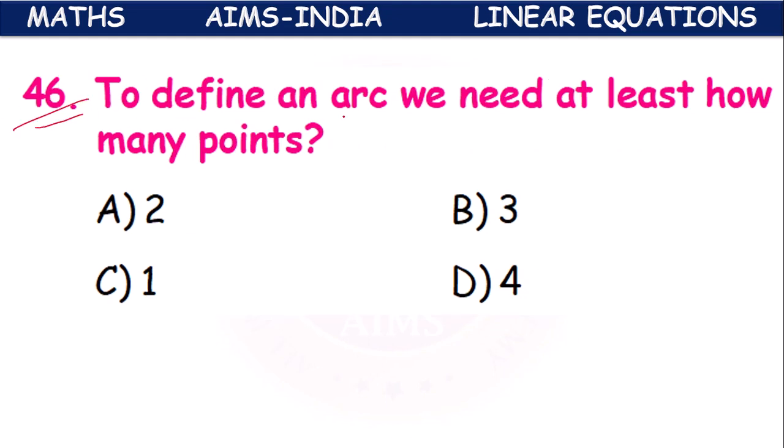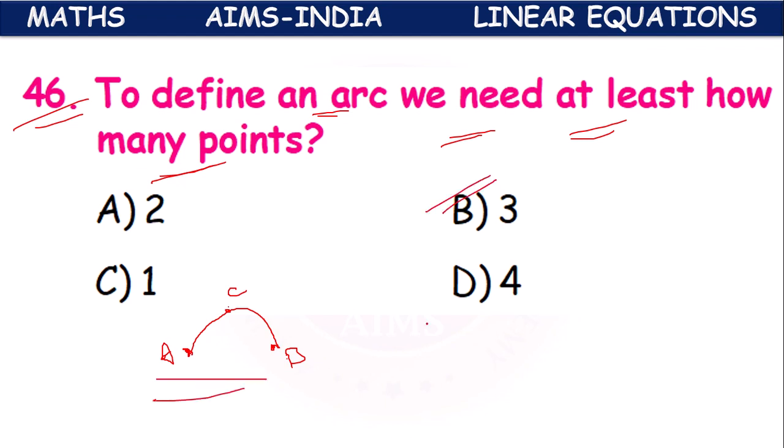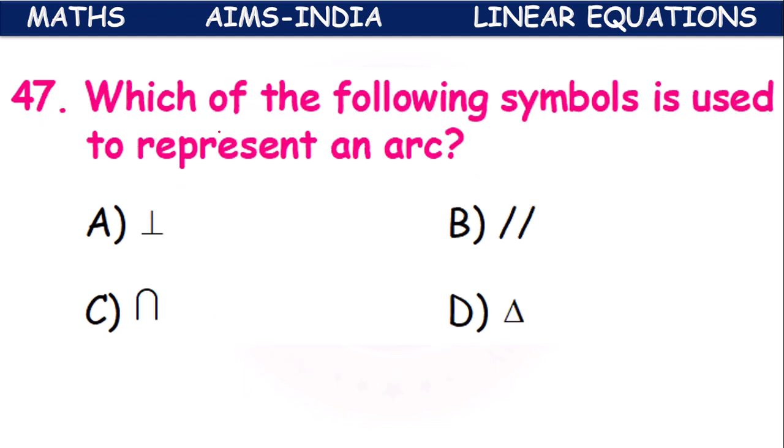Next one. To define an arc, we need at least how many points? The arc is always represented with the help of 3 points, where A and B are the end points and point C is somewhere in between A and B. So we need 3 points to define an arc. The arc symbol is like this, the cap symbol. So which of the following symbols is used to represent an arc? Like this, C option, the arc symbol.